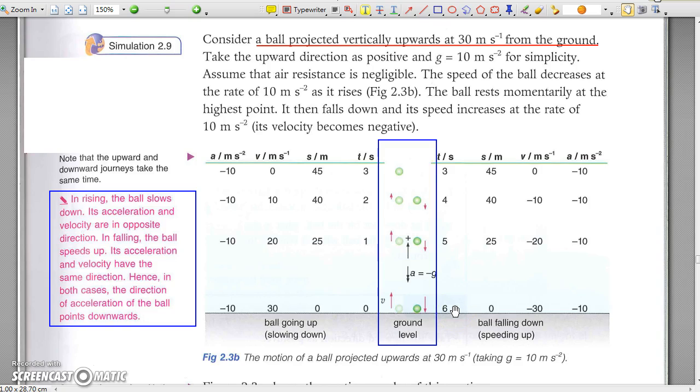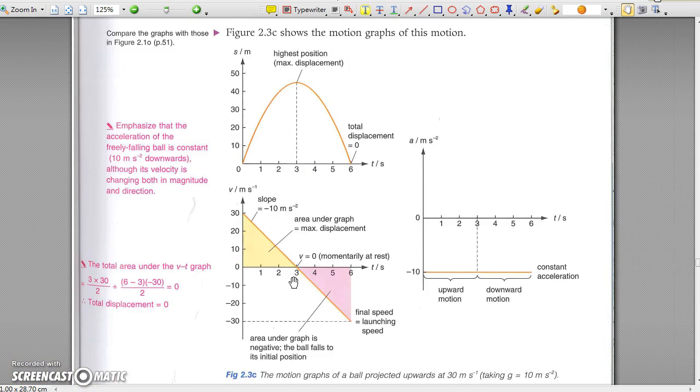As the acceleration is always 10 meters per second squared downward in a 6-second flight, the velocity time graph is a straight line that cuts the time axis at t equals 3 seconds when it is at the top of its flight. At that time, it was instantaneously at rest.